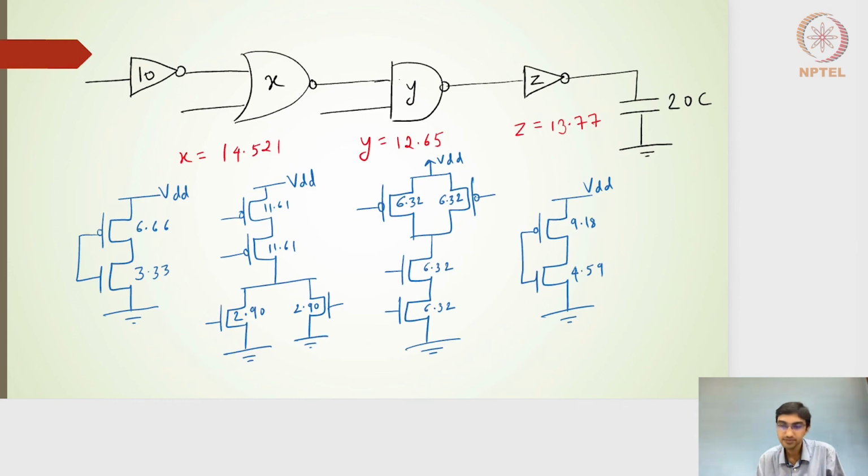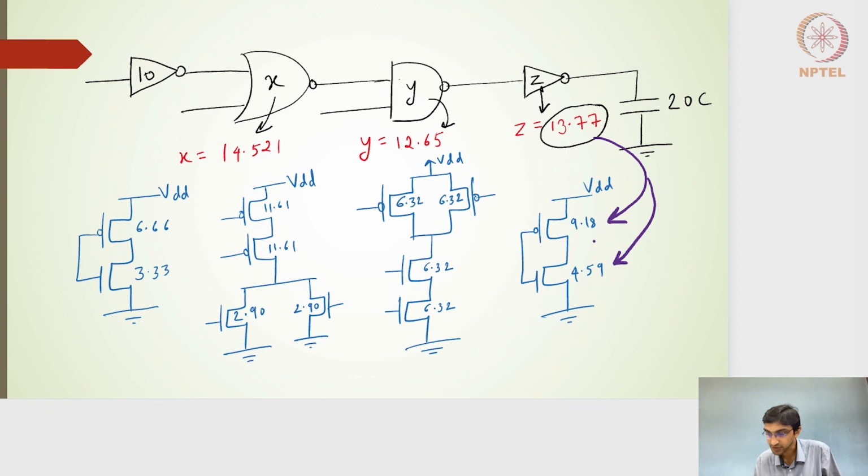Moving ahead. So if I have this x value calculated, this y value calculated, and this z value calculated, for an inverter, we know that it is a 2:1 inverter. So I need to make this 3 parts, where 2 parts will go to the PMOS side and 1 part will go to the NMOS side. So that's what I've done. 9.18 will be the size of the PMOS, and 4.59 will be the size of the NMOS.